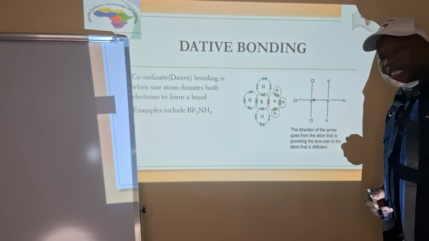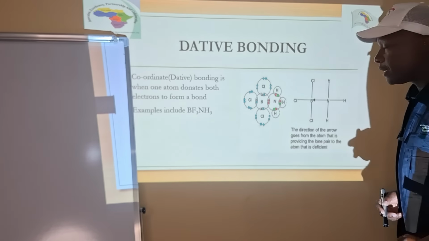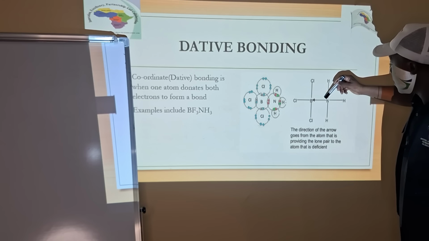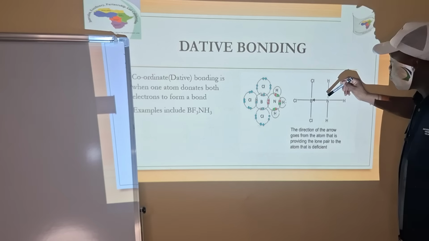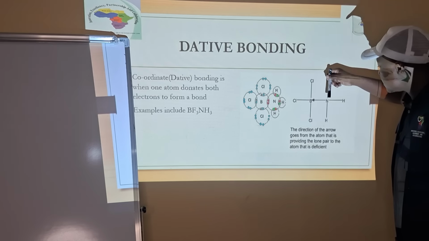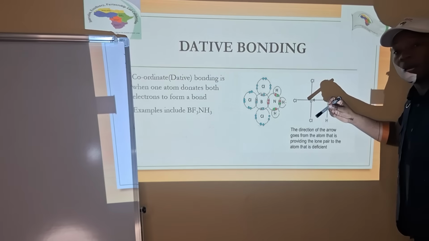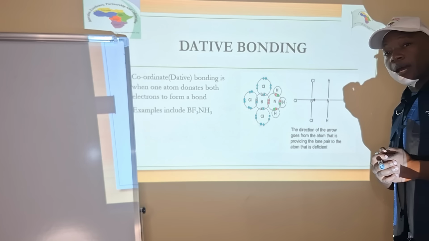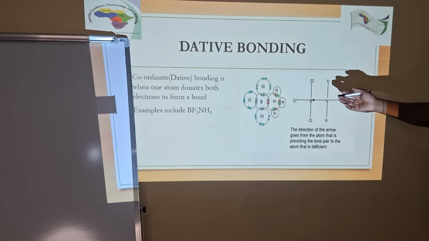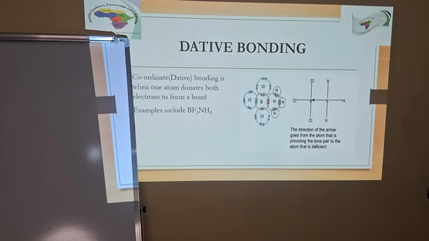So when you are representing this diagrammatically, you have to draw this arrow here pointing from where the electron pair is emanating from towards the molecule which is being shared with this electron pair, right? So this is dative or coordinate bonding.